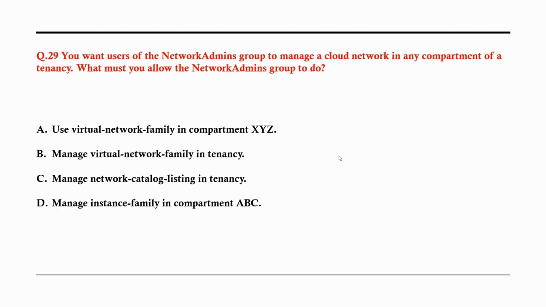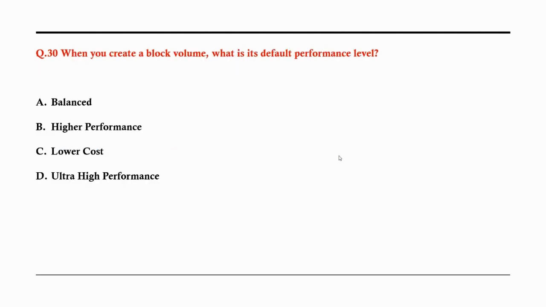Question 29. You want users in the network admin group to manage a cloud network in any compartment of the tenancy. What must you allow the network admin group to do? The correct answer is B. You can manage virtual network family in tenancy. Question 30. When you create a block volume, what is the default performance level? The answer is A. The balanced performance level will be available.